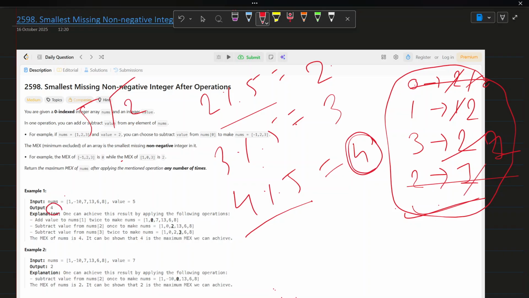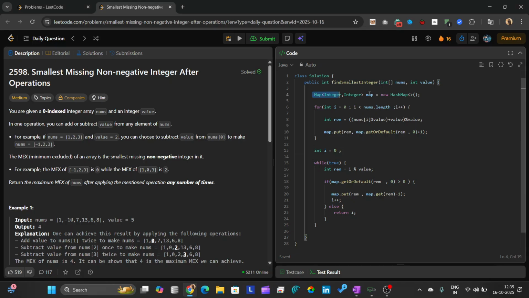So without wasting much time, we are jumping to the code. First of all, we need to define one map. Then we need to calculate the remainder, and for negative values we tackle it with nums of I modulus value, plus the modulus value again, so that we handle the minus values. Then after that, the remainder.